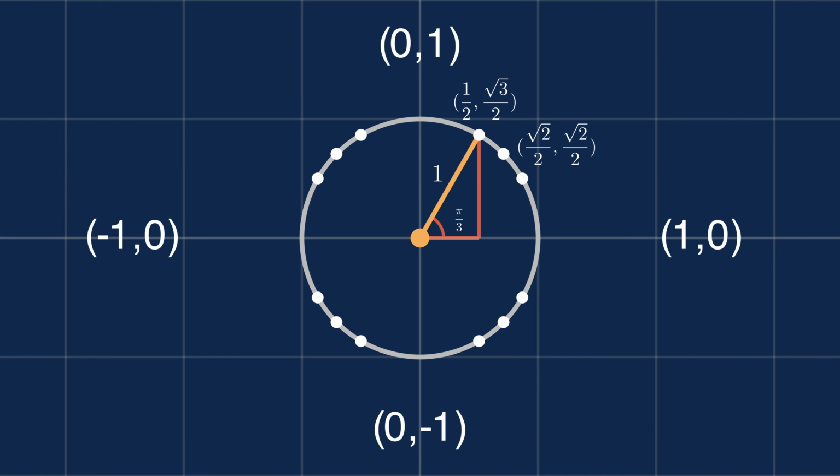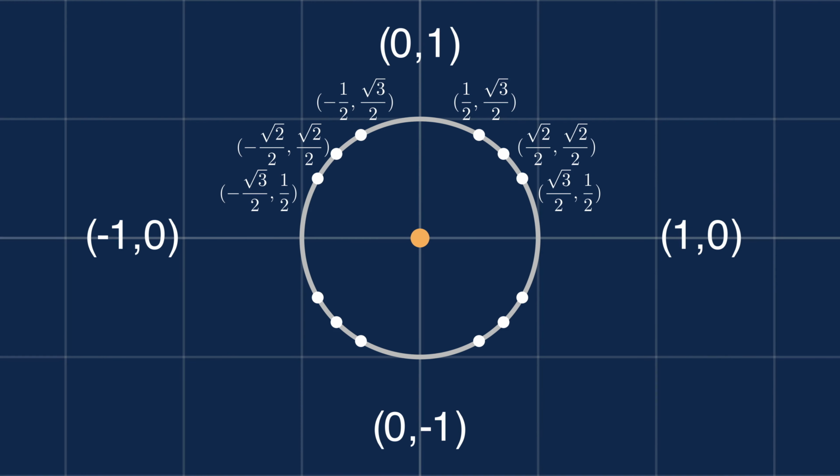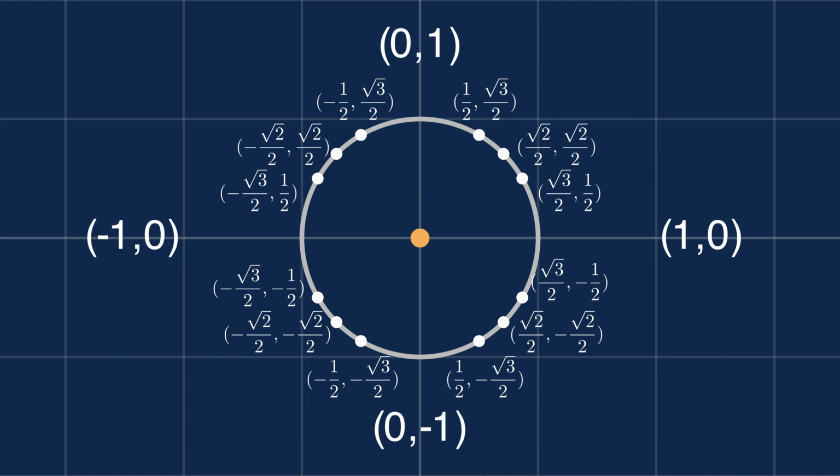What about the other dots though? Well, note that these other dots are simply reflected across the y-axis, so our x values are now negative. In order, they are 120 degrees from the x-axis, 135 degrees, and 150 degrees. These other angles are in the third quadrant, so the x and y values are negative. These angles are 210 degrees, 225 degrees, and 240 degrees. The fourth quadrant has negative y values but positive x values. So, in order, our degrees go 300 degrees, 315 degrees, and 330 degrees.